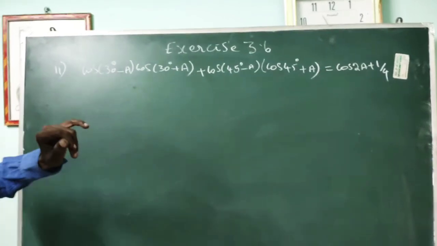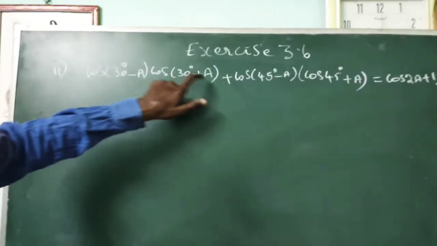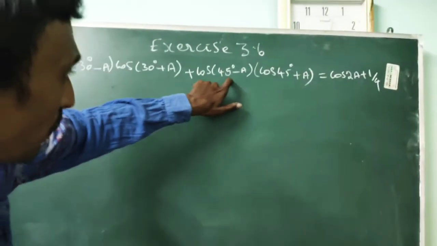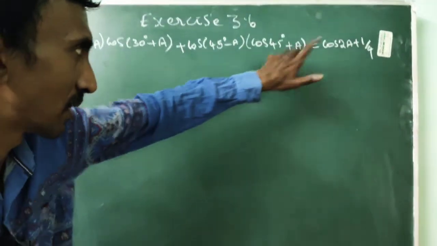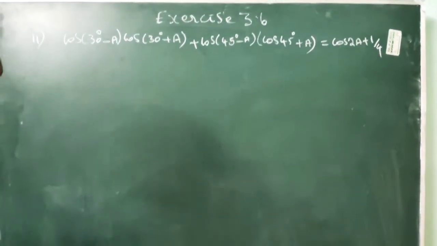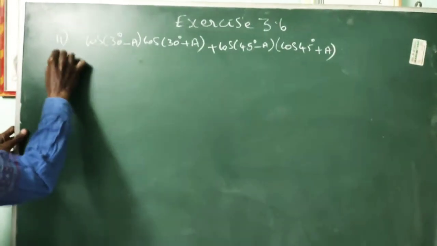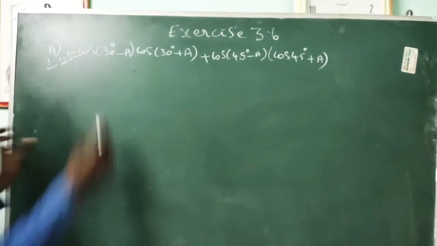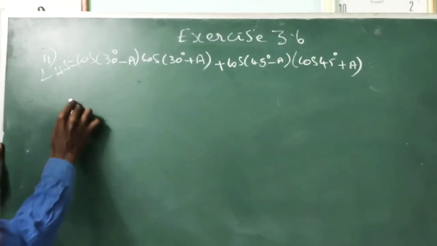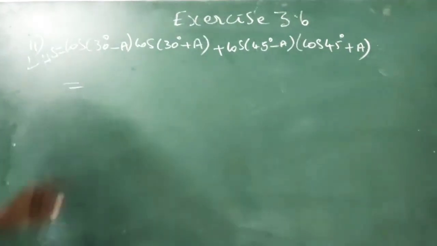Question 11 in exercise 3.6: prove that cos(30 - A) cos(30 + A) + cos(45 - A) cos(45 + A) = cos 2A + 1/4. That is our aim. So obviously take the LHS. If you want, you can find out both the values separately. I think we know what cos(a - b) and cos(a + b) are.